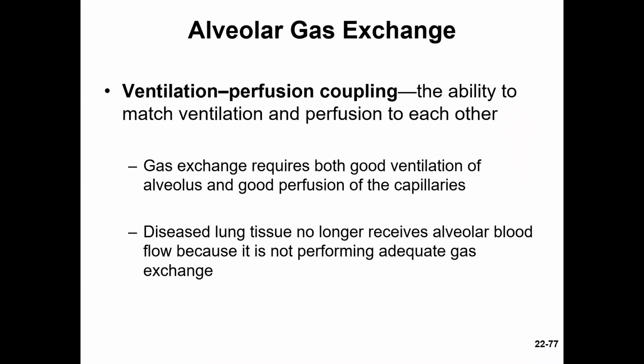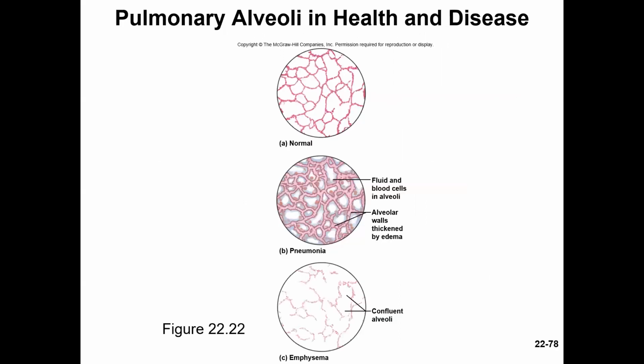Ventilation-perfusion coupling is the ability to match ventilation and perfusion to each other. Gas exchange requires both good ventilation of the alveolus and good perfusion of the capillaries. Diseased lung tissue no longer receives alveolar blood flow because it is not performing adequate gas exchange.